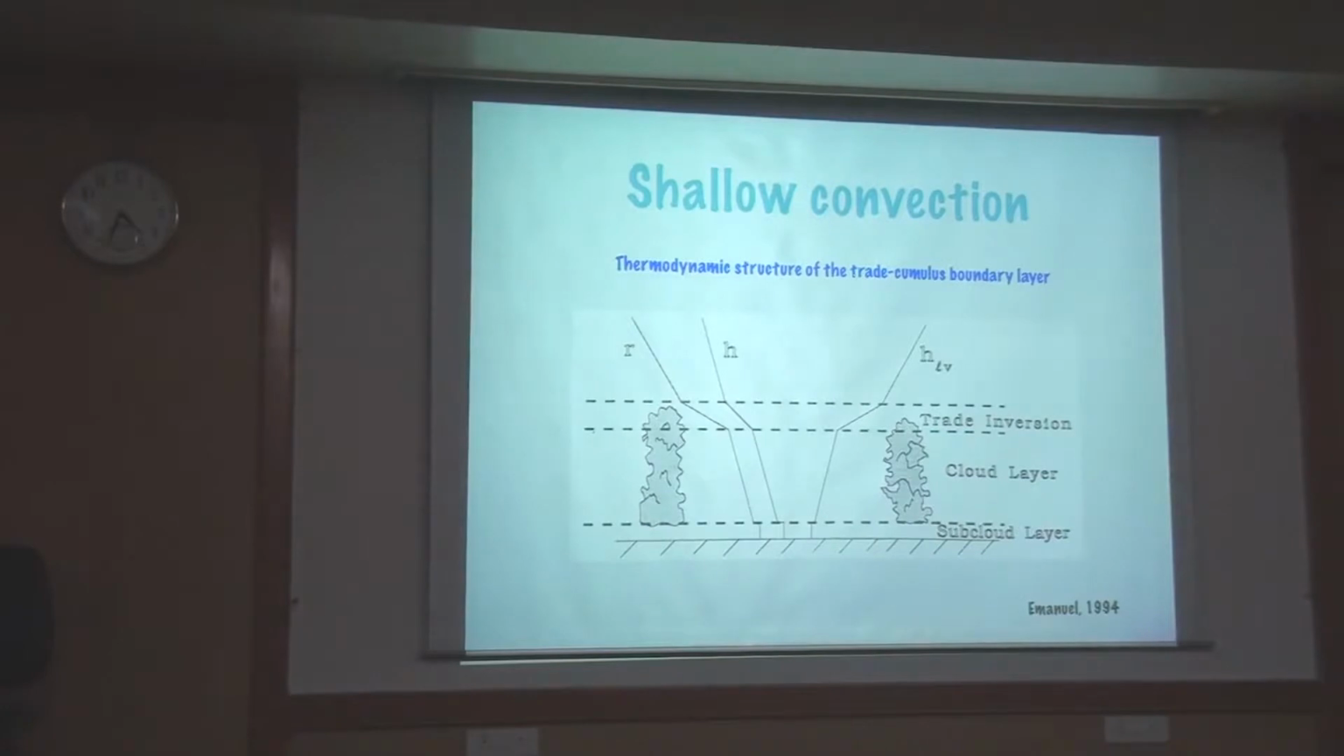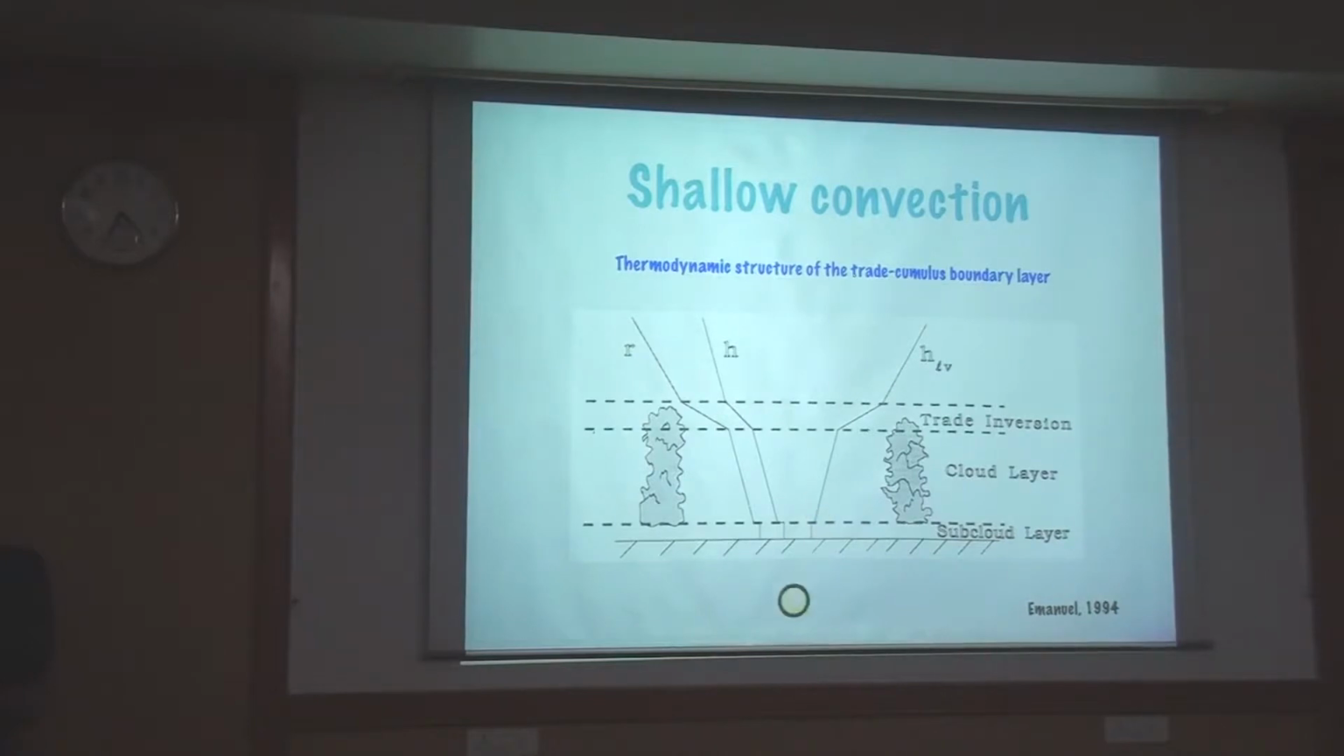And here the balance is a different one. So in shallow convection, the layers that we are interested in are the subcloud layer, which we are also interested in for deep convection. Then there's the cloud layer, and there's an inversion usually at the top. Here this is moist static energy, but you could plot potential temperature, liquid water potential temperature, virtual potential temperature, any of your favorites. They would all qualitatively look the same.